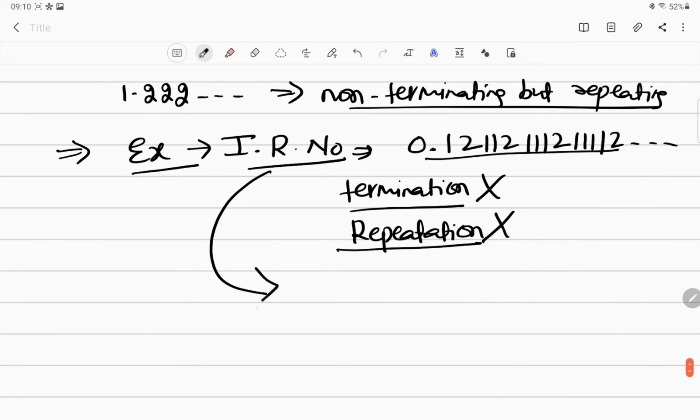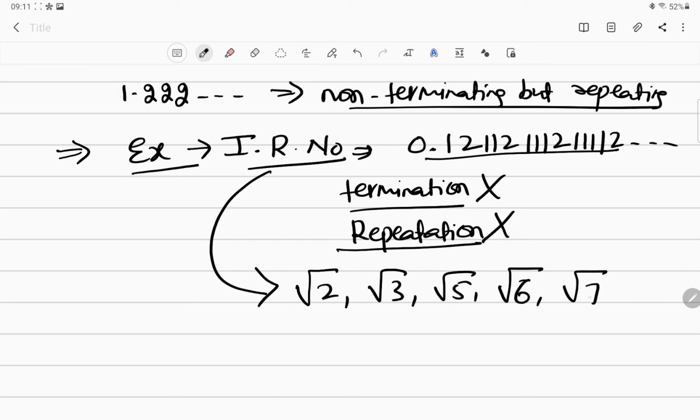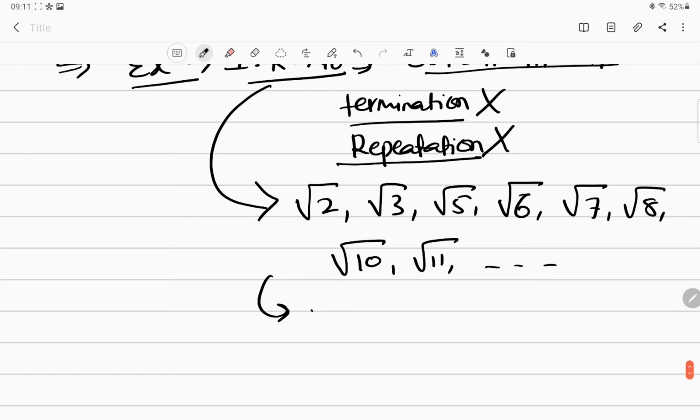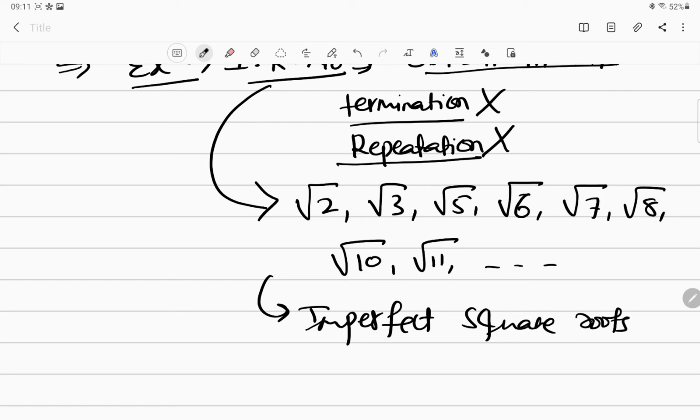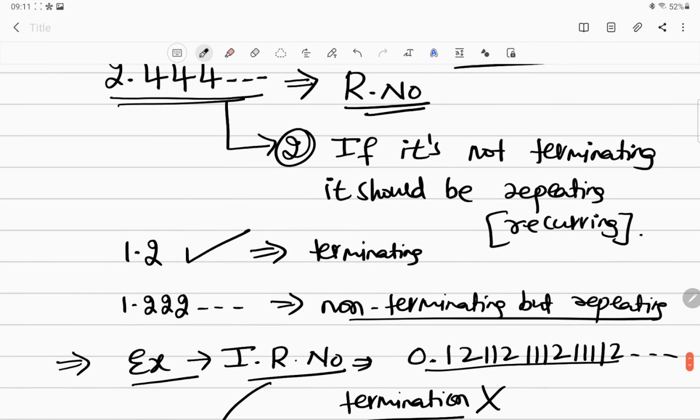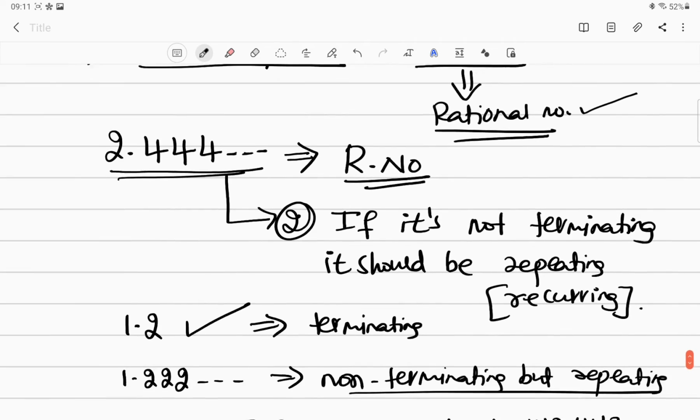And you have some very famous irrational numbers, which are they? Root 2, root 3, root 5, root 6, root 7, root 8, root 9 won't come, root 10, root 11, like that it keeps on continuing. All imperfect square roots. Whatever imperfect square roots are there, they are irrational numbers, examples of irrational numbers. I hope you have got to know about rational numbers and irrational numbers.